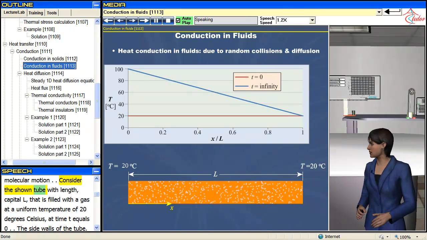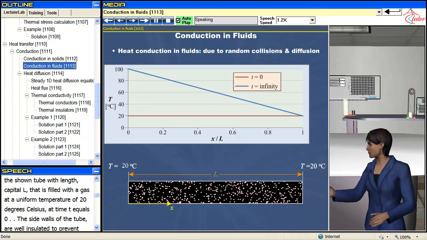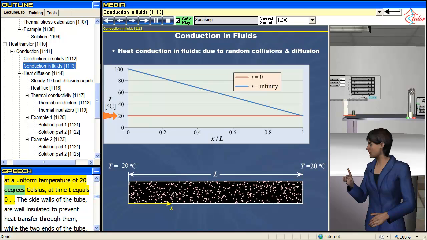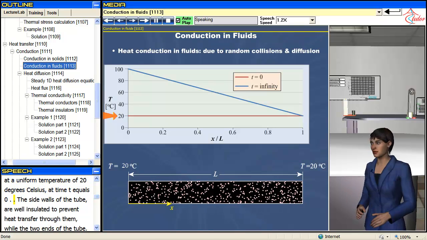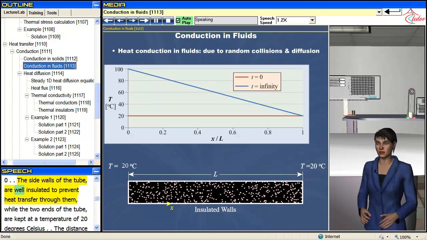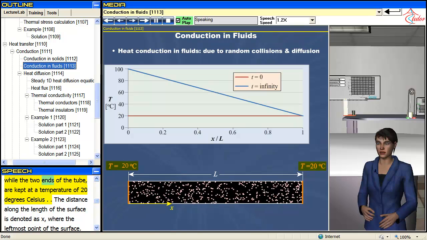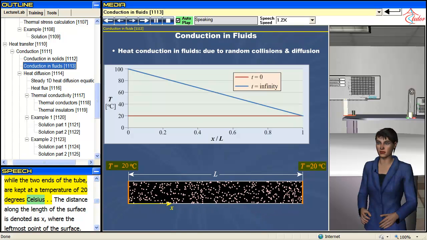Consider the shown tube with length capital L that is filled with a gas, at a uniform temperature of 20 degrees Celsius at time t equals 0. The side walls of the tube are well insulated to prevent heat transfer through them, while the two ends of the tube are kept at a temperature of 20 degrees Celsius.